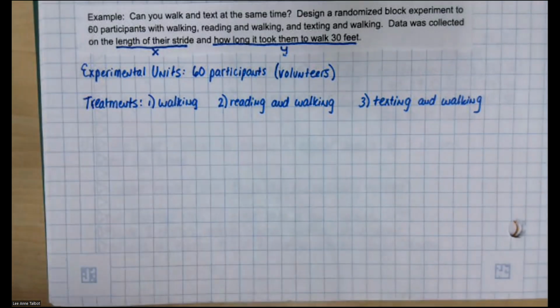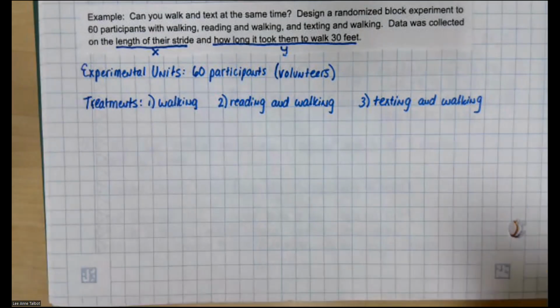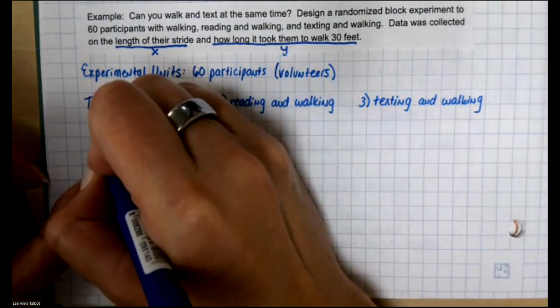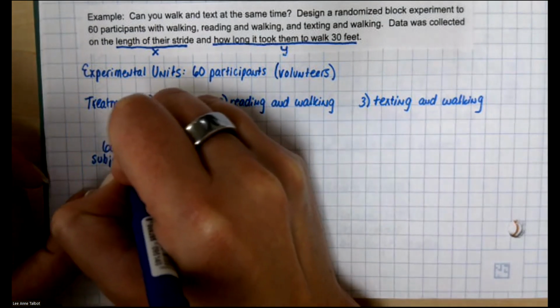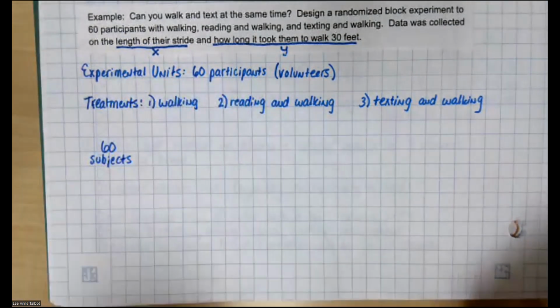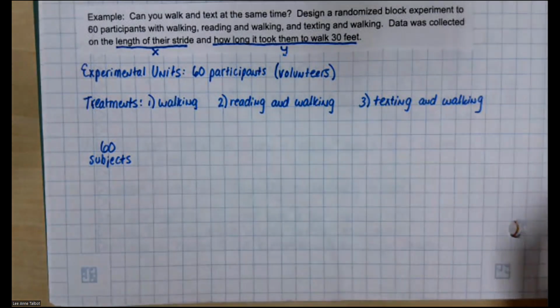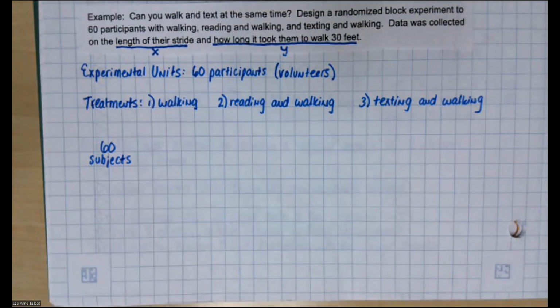Okay, so now we're gonna make our diagram. So we're gonna start with our 60 subjects, which are volunteers, again, by the way, just saying. And we're going to make this a randomized block design.